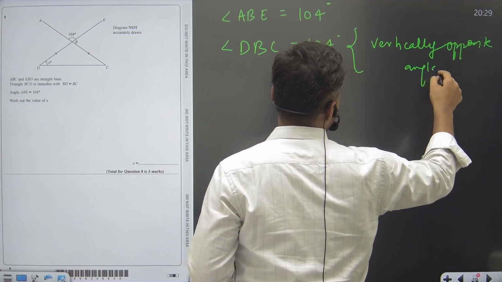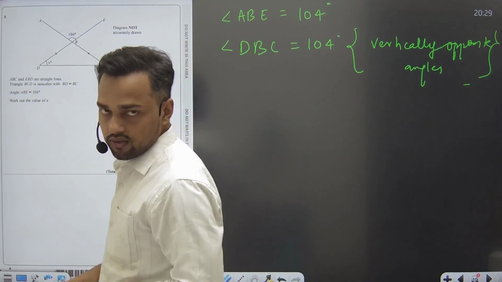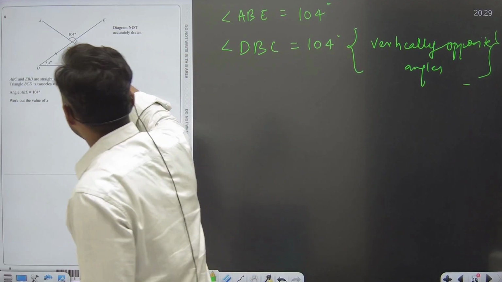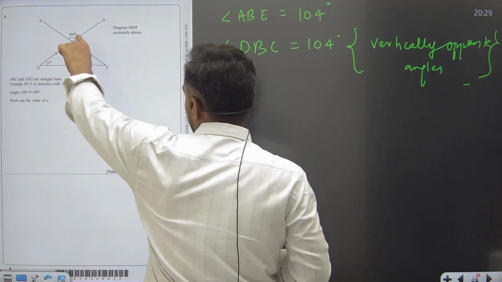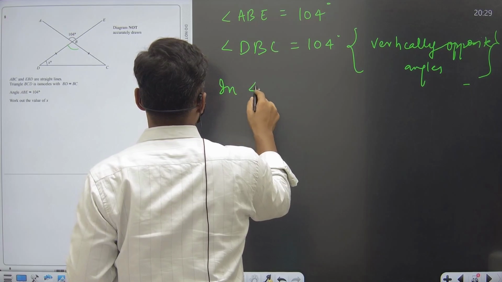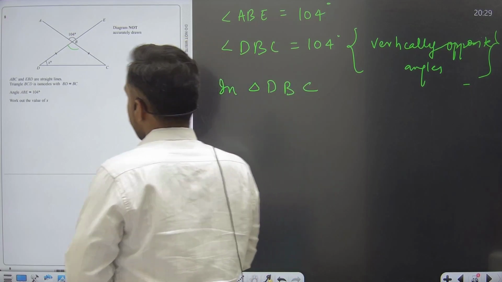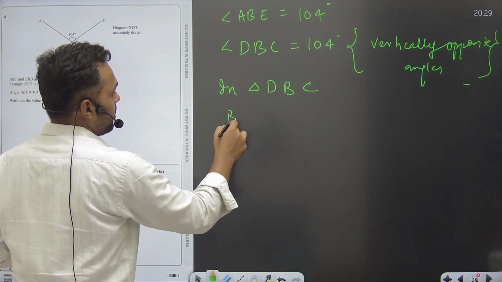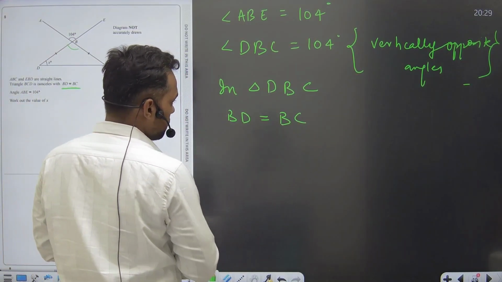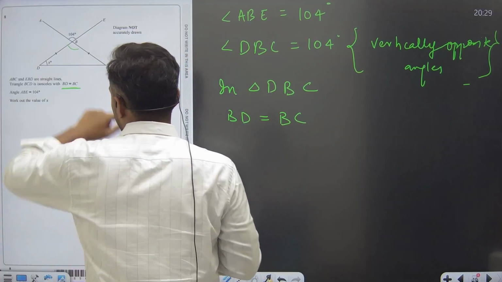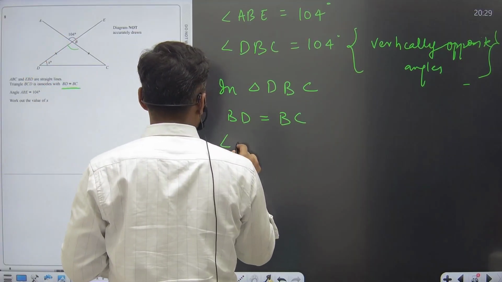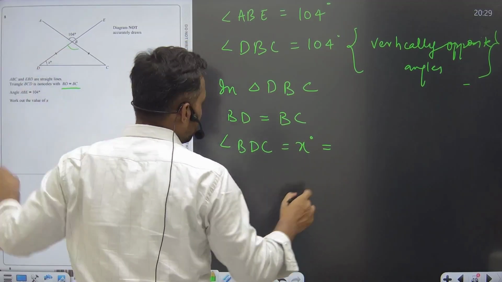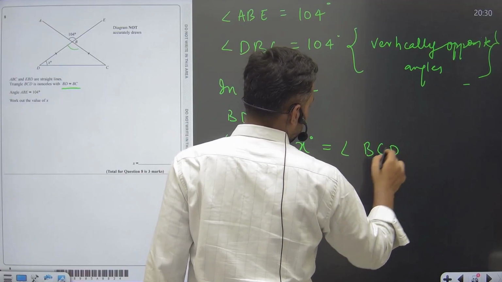Okay, you need to write this reason also, why I am doing this. So they are vertically opposite angles. So in this triangle we have got the value of DBC as well. Now take triangle DBC. In the question they have told that BD is equal to BC. Now if BD is equal to BC and they have given angle BDC as x, then it will be equal to angle BCD. Why is this so? What will be the reason here?